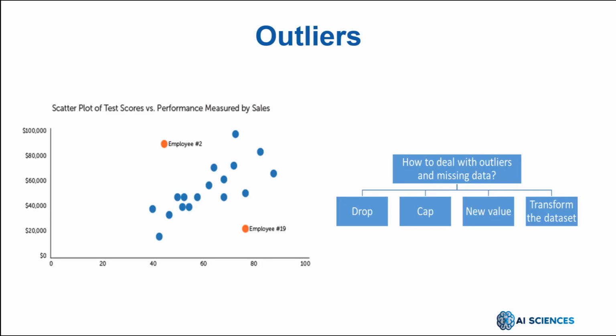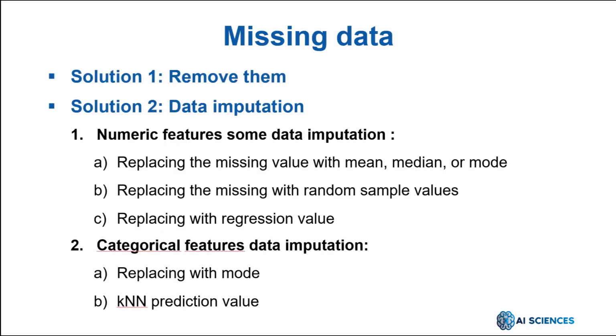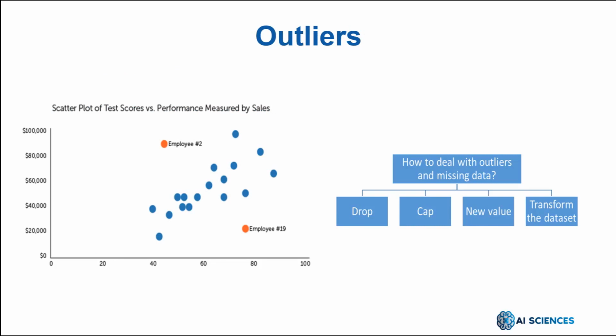Now, let's talk about outliers and missing data. In data science, an outlier is a data point that differs from other observations. An outlier may occur due to variability in the measurement, or it may indicate an experimental error. Outliers can alter the performance of many machine learning algorithms. As we can see in the image, we can detect outliers by visualizing the data. In this example, employees number 2 and 19 are outliers based on their profile. How do we deal with outliers? We can drop them altogether, cap them with a threshold, assign new values based on the mean of the dataset, for example, or apply a transformation on the dataset itself.